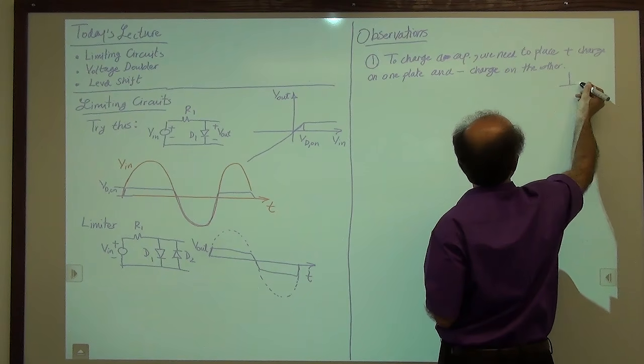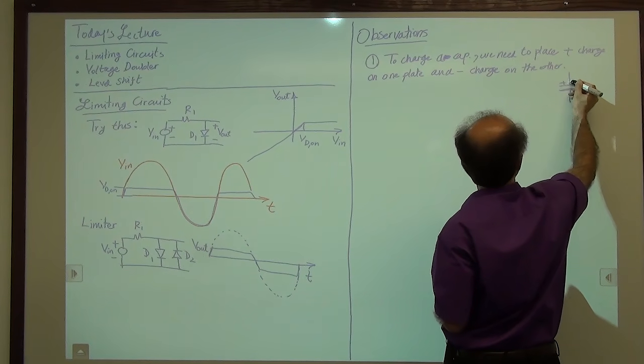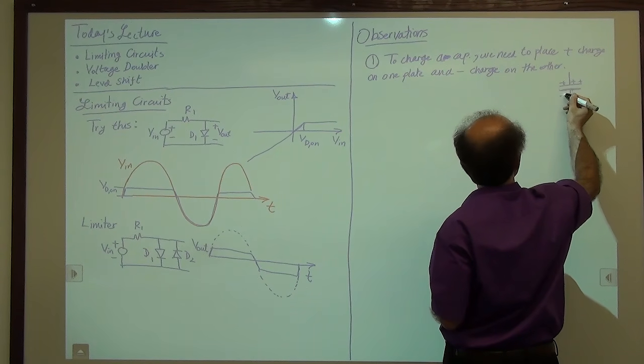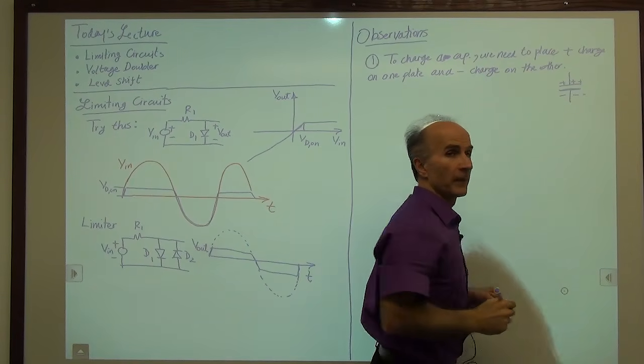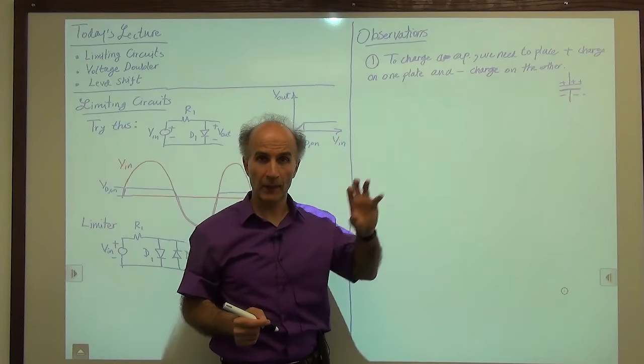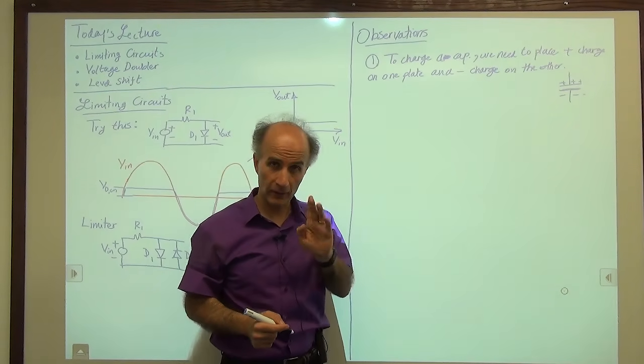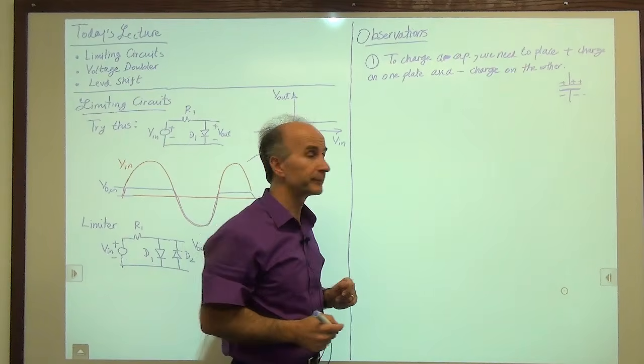So if we have a capacitor like this and we want to charge it, if we put positive charge here, we also need to have negative charge here. These go hand in hand. We can't have a capacitor where we have positive charge on one side and no charge on the other side. All right, so that's one principle we need to remember.